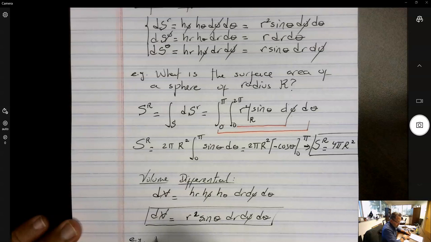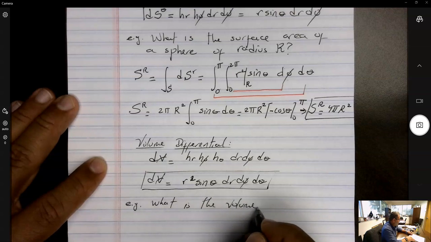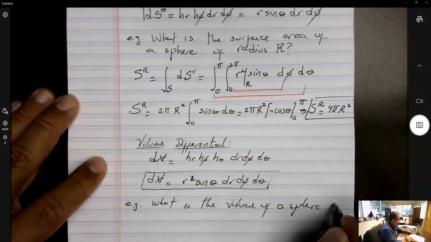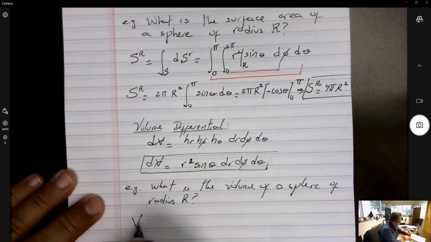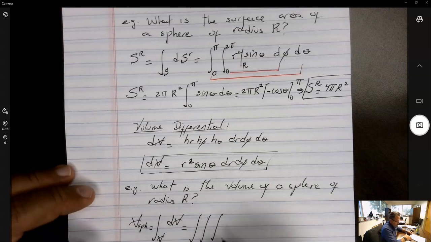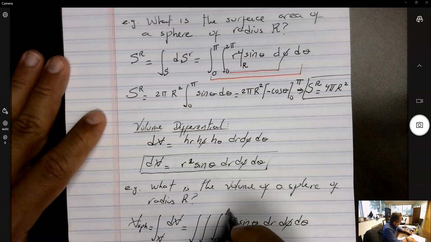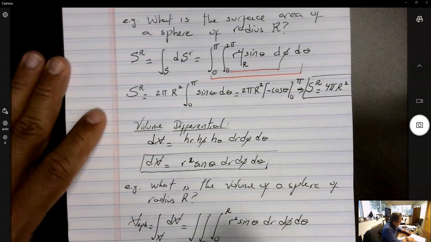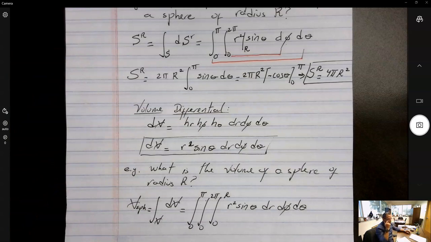For example, what is the volume of a sphere of radius r? So the volume of a sphere is equal to the integral over the differential volume, which is a triple integral of r squared sine of theta, dr, d phi, d theta, where r goes from 0 to r, phi goes from 0 to 2 pi, and theta goes from 0 to pi, half a rotation in the azimuthal direction.